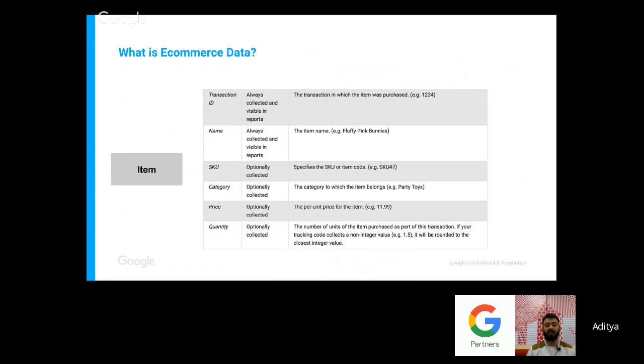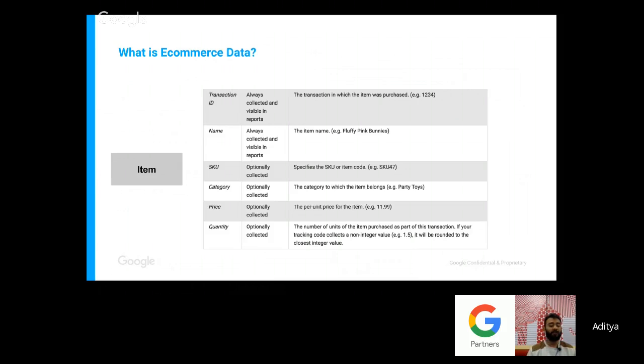Now, after category, we have price and quantity as well. If you see, the total revenue was captured at the transaction level that we saw in the previous slide. But at the item level, we capture the individual price of the product and not the total revenue or shipping or tax that comes along with it.